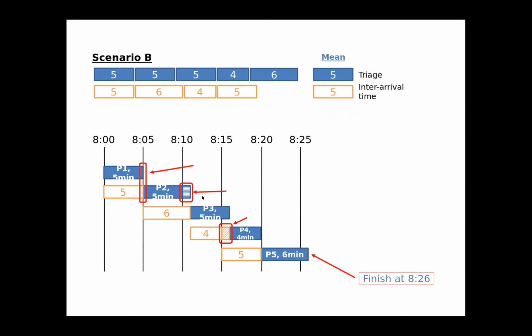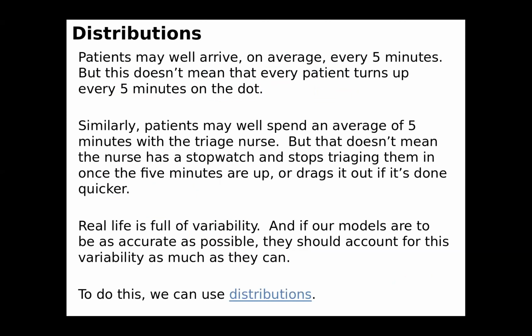And in the second scenario, we've got exactly the same mean inter-arrival time and the mean triage time, but here we've already lost a minute in those first 5 patients. And that's just with a very small amount of variability. Here we can see that the 4th patient arrived 4 minutes after the previous one, and because the previous patient took a little bit longer with the nurse, there's a bit of waiting time, whereas our first iteration, which said that everything was fixed, predicted there were no waiting times whatsoever. And so clearly, by accounting for some variability, we're getting a more accurate representation of what's happening.